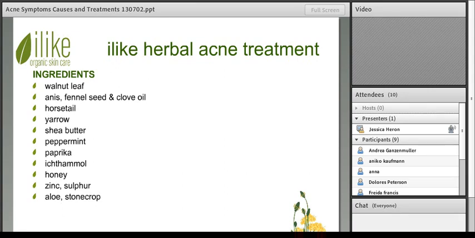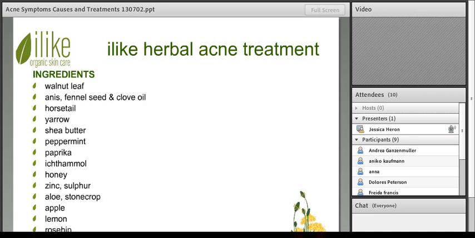Zinc and sulfur. Zinc and sulfur are very soothing, very anti-reddening, and anti-inflammatory. Aloe and stonecrop are very healing and regenerating, and also stonecrop is a brightener and a skin lightener. Apples are high in malic acid, so an alpha hydroxy content to really soften and refine the skin and help to reduce dead skin cells, and also vitamin content in all of these, but apples are high in antioxidant benefits as well, vitamin content like vitamin C and A.